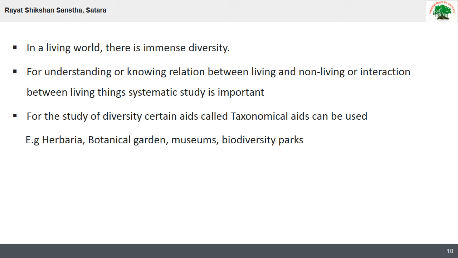So for this study herbaria, botanical gardens, museums and biodiversity parks exist. These taxonomical aids help us in studying this immense diversity of organisms. So herbaria means exactly what? It is a specimen, it is a dried plant.